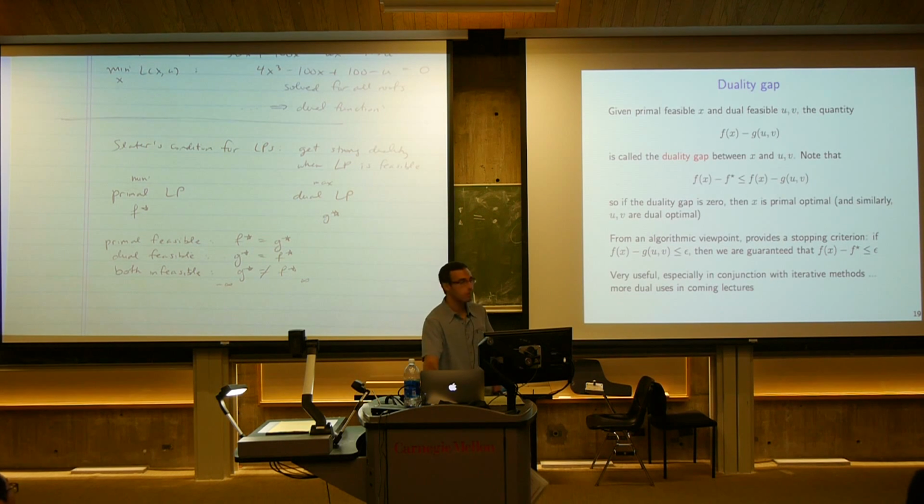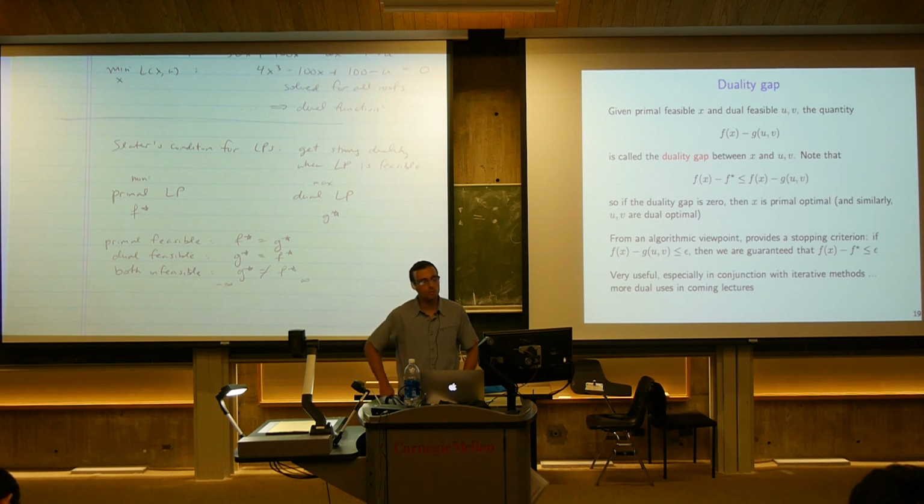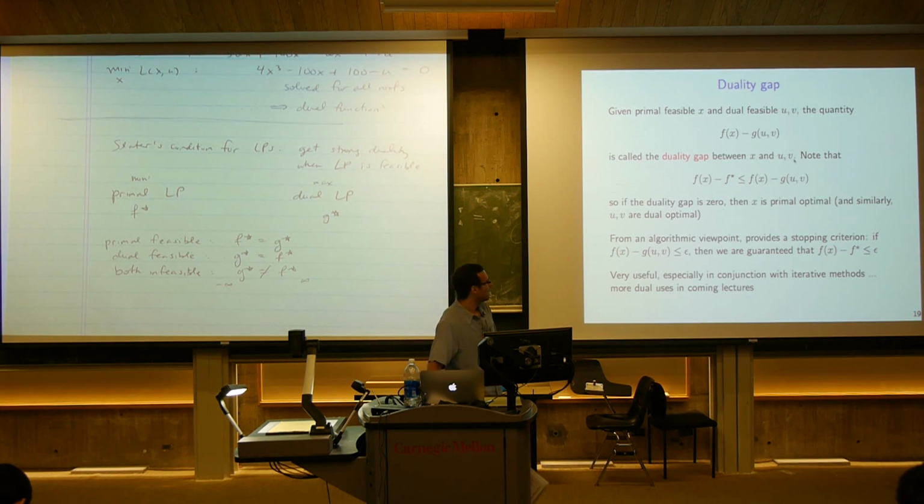I'll finish up with just one use of duality, and then a week from now we'll talk about more uses of duality. And that is the duality gap. Again, a very simple thing, but it can be very useful, say, when you're looking at iterative algorithms for optimizing the primal and the dual. So if you have any primal feasible x and any dual feasible u, v, then if you evaluate the primal criterion and the dual criterion and look at the difference, that's called the duality gap between this primal point x and this dual point u, v. Again, x must be feasible for the primal, and u, v must be feasible for the dual.